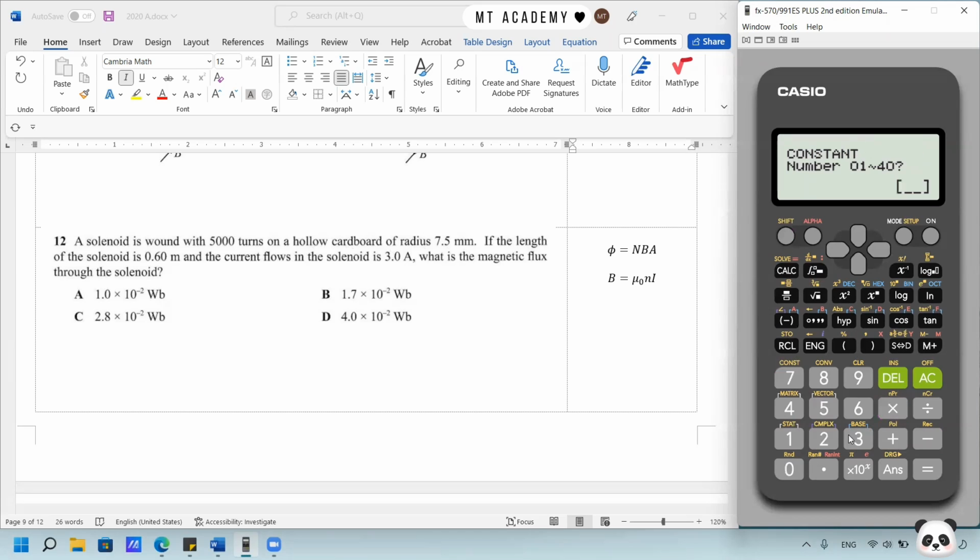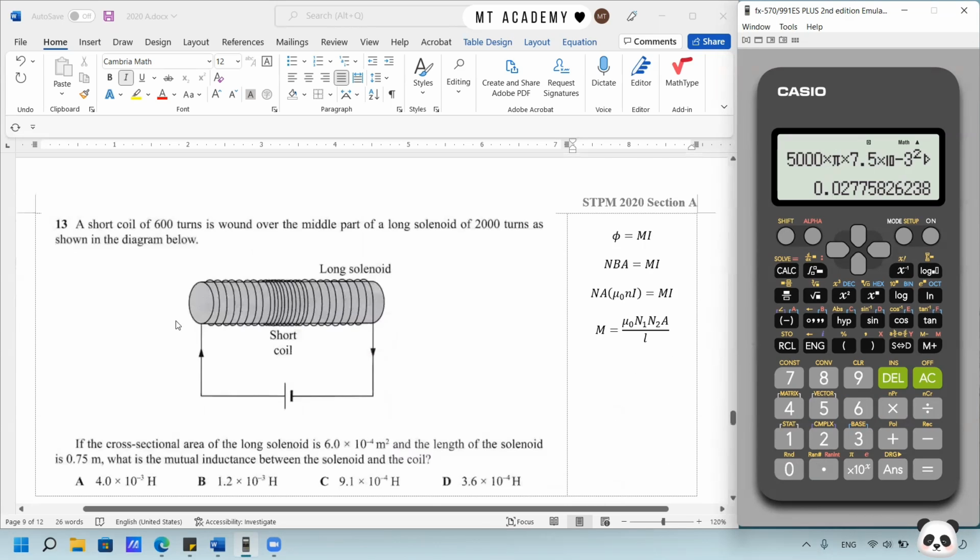And then we multiply by the magnetic flux density, which is given as mu naught N i. So multiply mu naught, multiply n, where we have 5,000 turns over 0.6 meter. So 5,000 divided by 0.6 meter. And then we multiply the current, 3 ampere. So the final answer is 2.8 times 10 to the power negative 2 Weber. Answer is C. Now we proceed to question 13.